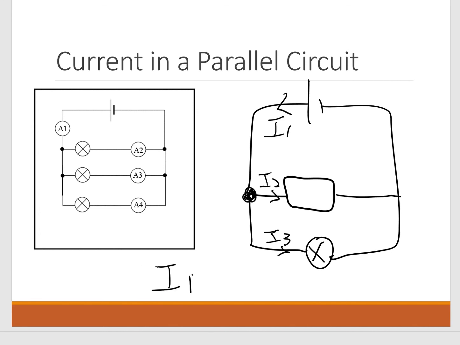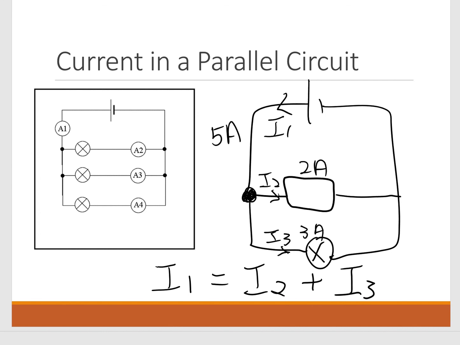The current I1, when it reaches the junction, will split. But again, current doesn't just disappear like that. When it splits, I2 and I3 added together will give you I1. So let's use numbers. If this is 5 ampere, when it splits, it could be 2 ampere here, 3 ampere here, or it could be 2.5, 2.5, or 1, 4. But they all add up to give you 5. And then they all combine and go back, and that's 5 again.